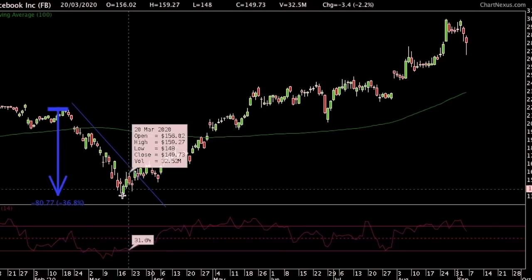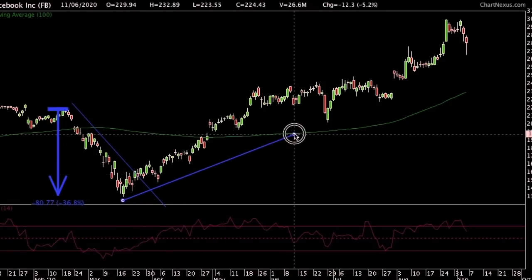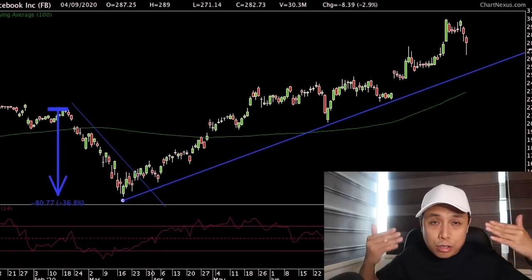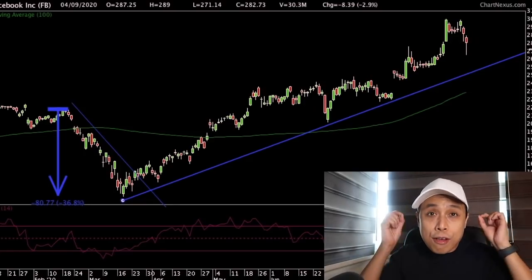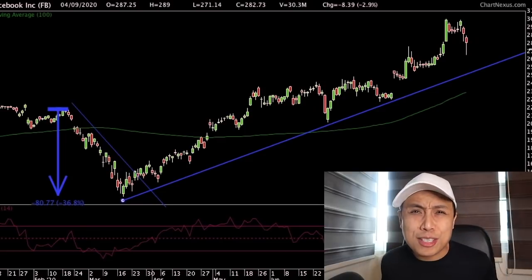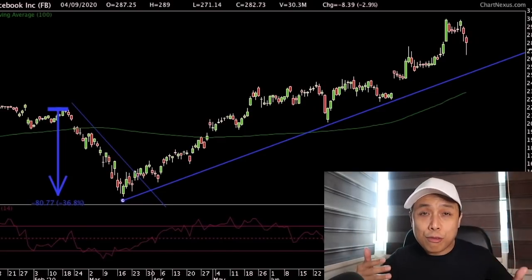Now, right after that, boom, it started to reverse. And as it started to reverse, look at this. It started to build and go up into a massive uptrend. And that should be your style. That should be your goal. That's the narrative for all of this.